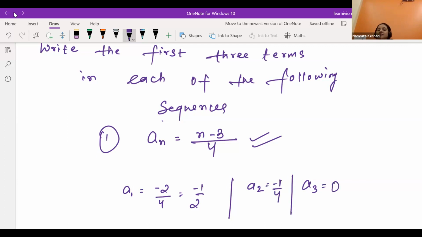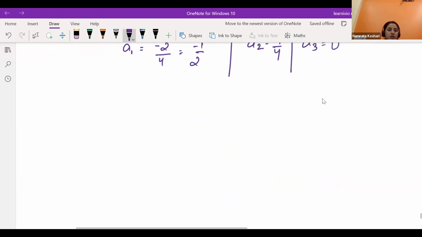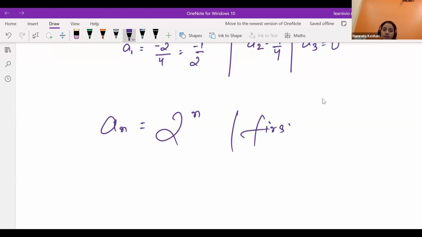Okay, so this is how we can find the first 3 terms, which is very simple. This is what the sequence looks like. The first term is minus 1 by 2, next is minus 1 by 4, next is 0. Now the next question. Suppose I am giving you an is equal to 2 to the power n, and still I am telling you, write the first 5 terms. Please find it again.